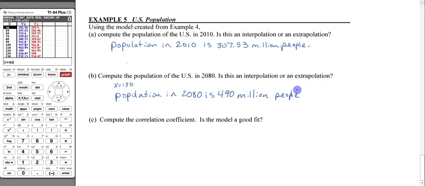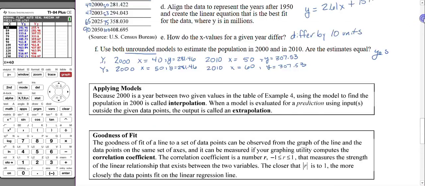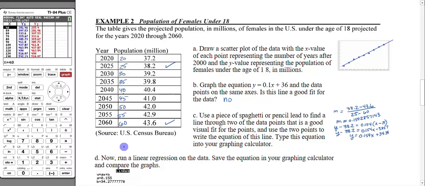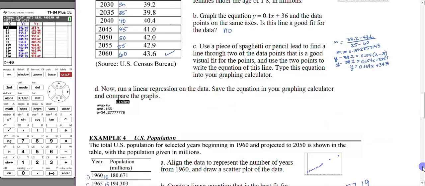And is that an interpolation or an extrapolation? It is an extrapolation because the year 2080 is outside of the data that was given. Even if they had tasked us with finding the population in the year 1980, that is outside of the given data points. It's not between the beginning and end points of the data, so it would be extrapolation.